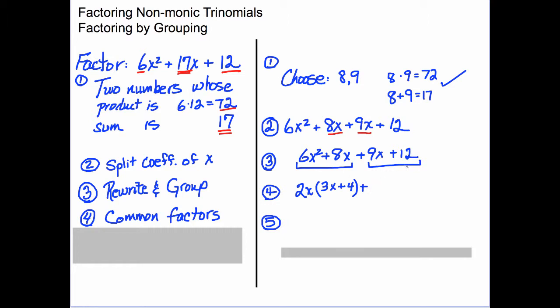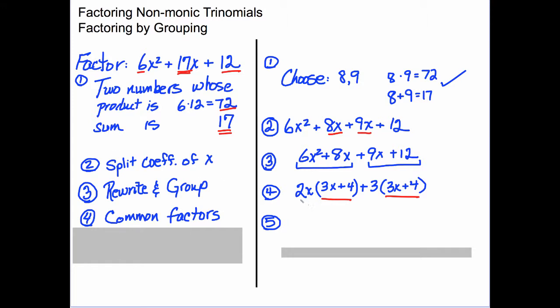Now we look at the next two terms. We take 9x plus 12, and the common factor there is 3. So we'll factor out a 3. 3 times 3x equals 9x, and 3 times 4 equals 12. Notice that when you do this correctly, these two terms will be the same.